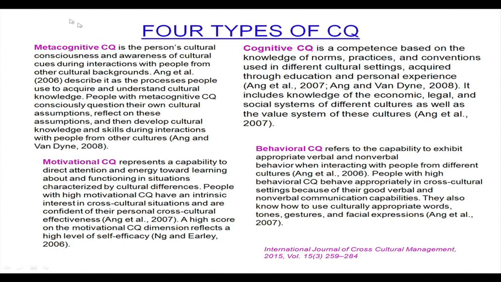This is nothing but a person's cultural consciousness and awareness of cultural cues during interaction with people from other cultural backgrounds. A group of authors like Ang and his colleagues in 2006 described it as the processes people use to acquire and understand cultural knowledge. For example, people with metacognitive CQ, or cultural intelligence, consciously question their own cultural assumptions, reflect on these assumptions, and develop cultural knowledge and understanding during interactions with people from other countries.